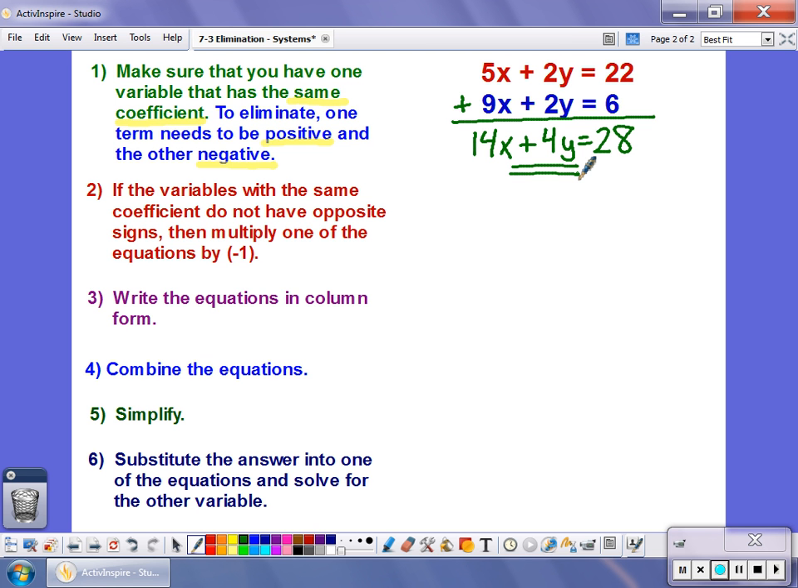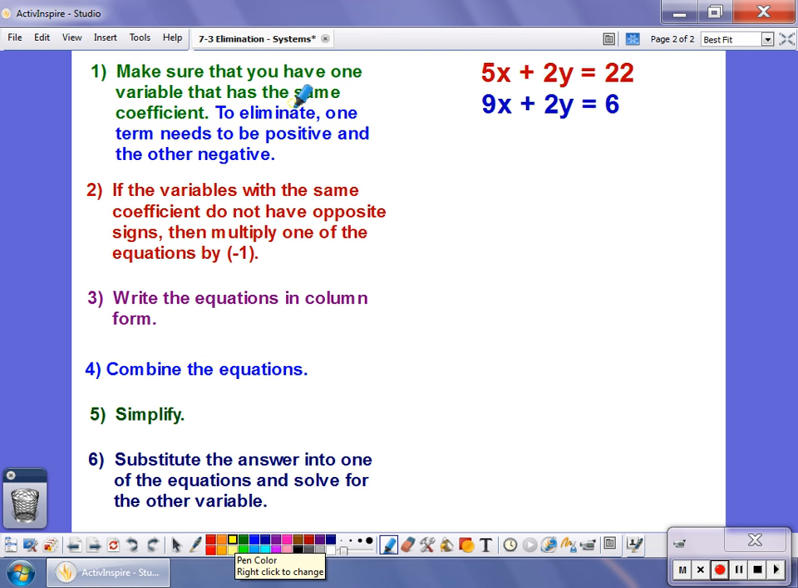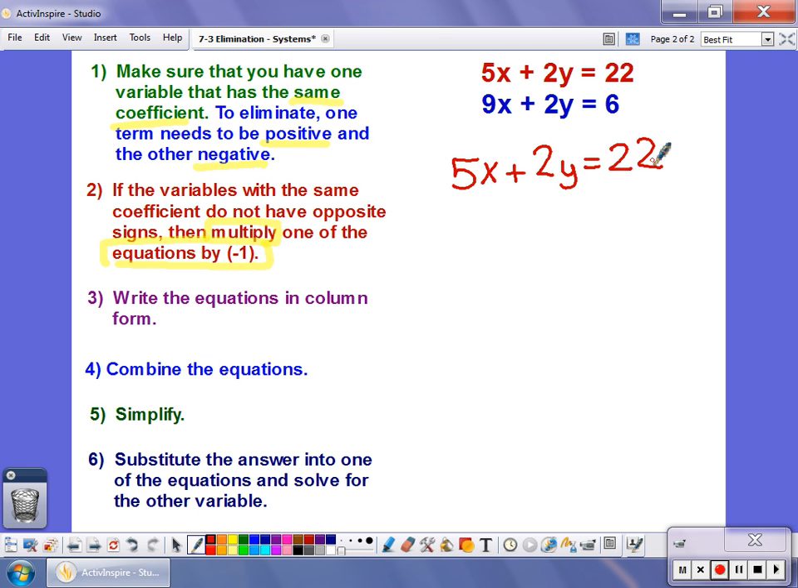Okay? The whole idea is to get rid of one of our variables. So what we need to do is make sure that not only do we have the same coefficients, but we also need one of them to be positive and one to be negative. And the way we do that is multiplying by negative 1. Remember, you can change the sign of a number by multiplying it by negative 1. And in this case, we're going to change a whole equation. One of my equations stays exactly the way it's written. Okay? So this top equation up here, this red one, I'm just going to rewrite it the way it was.